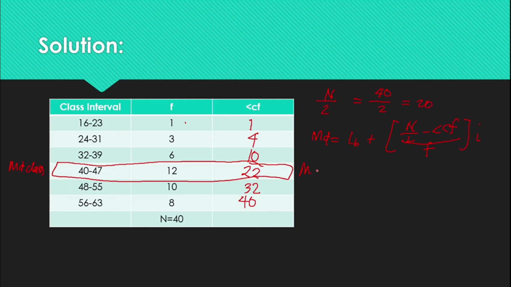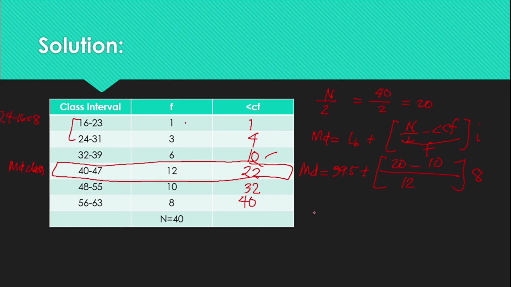So for our MD, what is our LB? The lower boundary for the median class is found by subtracting 0.5 here, so we have 39.5, plus n over 2, which is 20, minus the less than cumulative frequency above the median class, which is 10, over the frequency, which is 12, and the interval, which is 24 minus 16, we have 8. So the interval is 8.